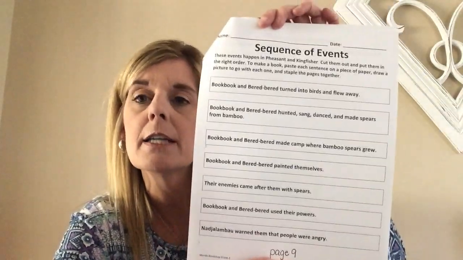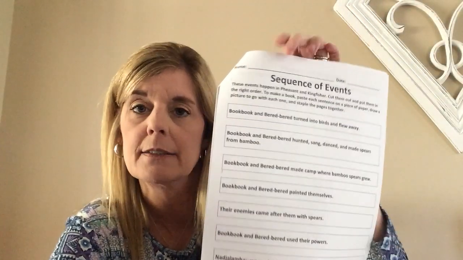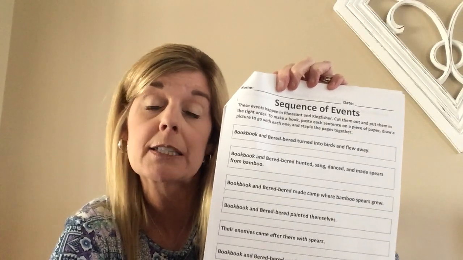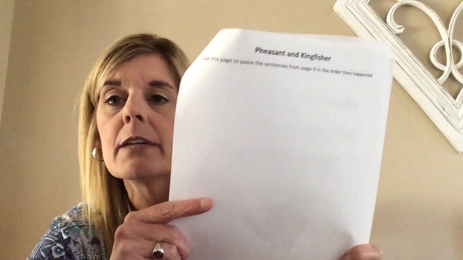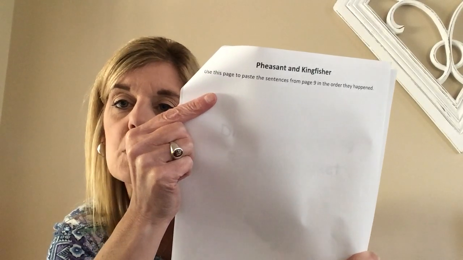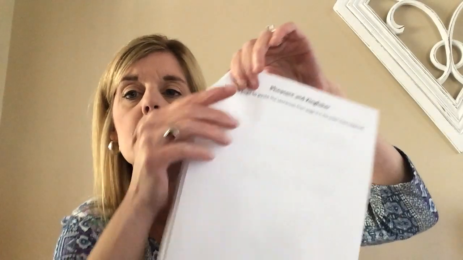Okay, so you are going to, on page 9, there's page 9, cut apart these 7 strips. Okay, and they're sentences, they're events that happened in the story. And you are going to put them in the correct sequence. And remember, if you put something in the correct sequence, that means you put them in the correct order that they happened in the story. Okay, so I'm going to read those to you. But what you're going to do is cut them apart on page 9. And then you're going to use page 10 in your packet to paste them on. And it even says that at the top. Use this page to paste the sentences from page 9 in the order they happened. Okay, so this is the page you're going to glue them on.